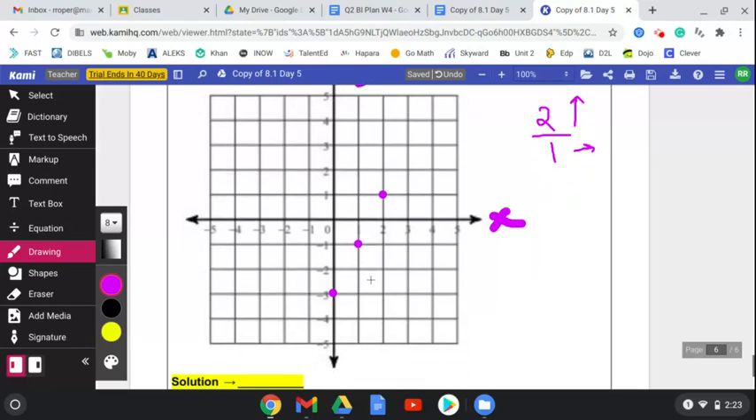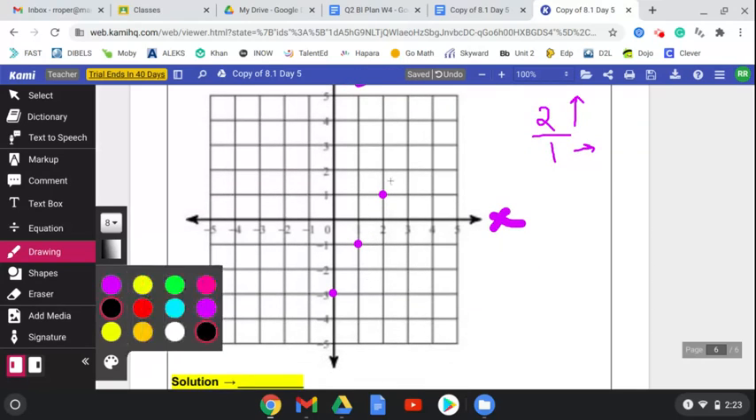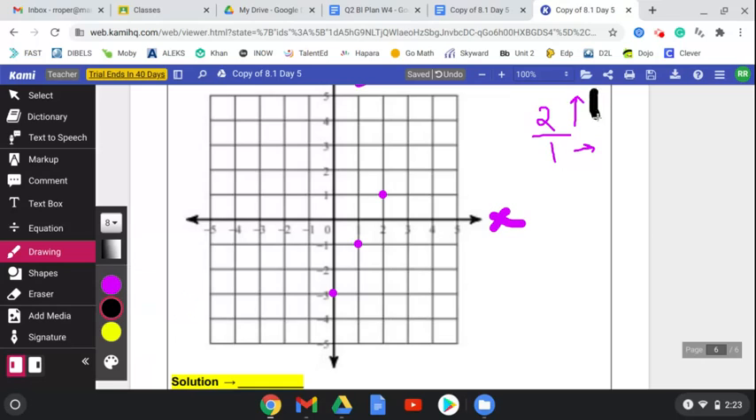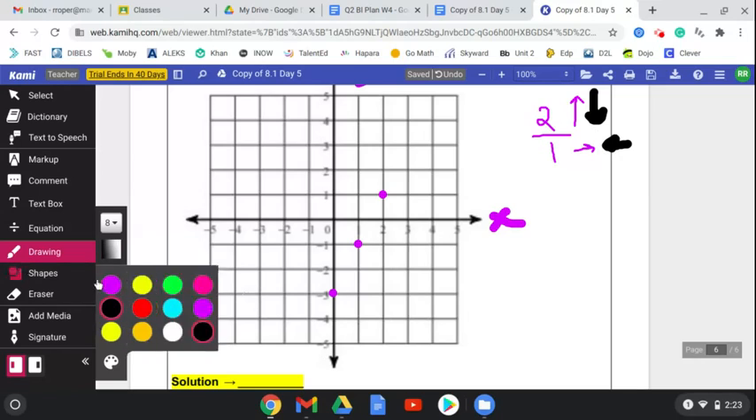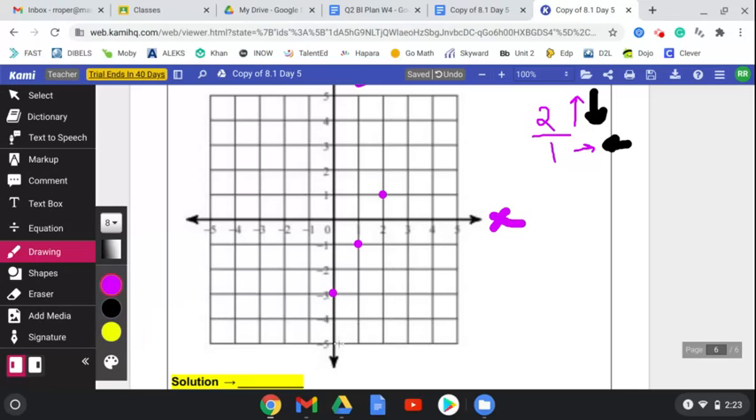Now, instead of going up 2, right 1, I could change the direction of both these arrows and go down and to the left. So up and to the right is the same thing as down and to the left. So let's put dots. Let me start here from this B and go down 2, 1, 2, to the left 1, and put a dot.